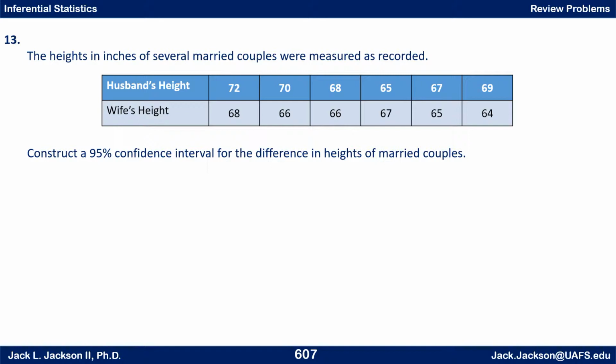Number 13. The heights in inches of several married couples were measured as recorded. The husband's height: 72, 70, 68, 65, 67, and 69. That would be, I think, in inches here. And the wife's height was 68, 66, 66, 67, 65, and 64. Construct a 95% confidence interval for the difference in heights of the married couples. Press pause now.